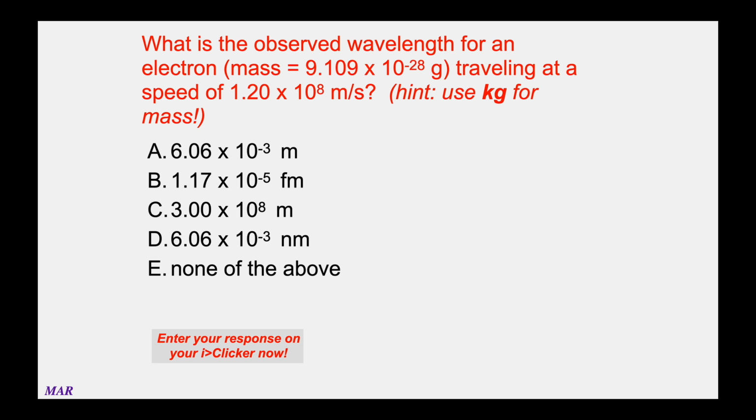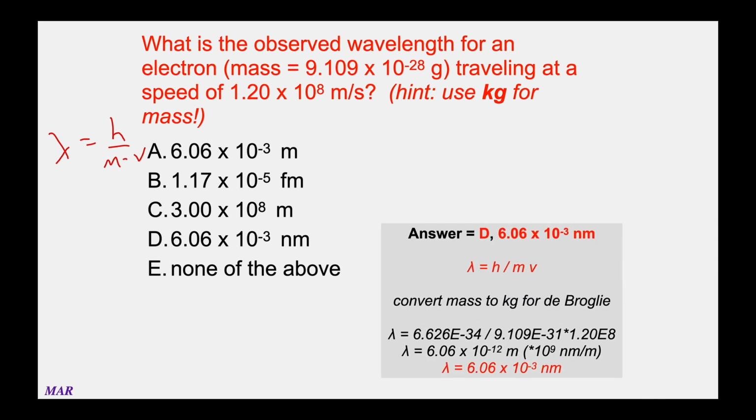Okay, I'm assuming that you've tried this problem and you're ready to check out your answers. So without further ado, let's do it. De Broglie's wave equation, wavelength equals h over mv. H is Planck's constant, 6.626 times 10 to the minus 34. M is the mass in kilograms. And v here is the velocity, the speed. That's the 1.20 times 10 to the 8th. So you've got to turn the grams into kilograms. So you're going to have 9.109 times 10 to the minus 31 kilograms.